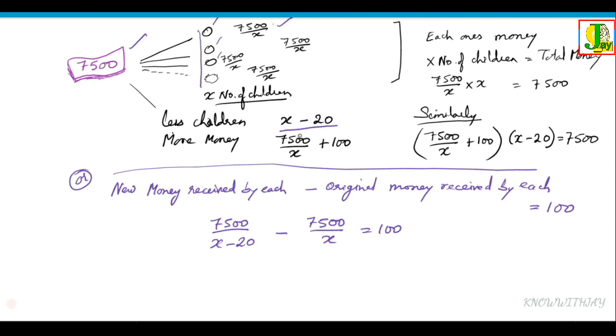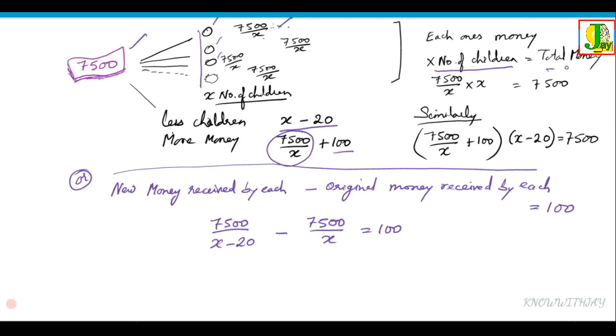And if we have x minus 20 children, each one gets more than the money they were getting originally, 100 rupees more. There is more than one way to find the solution for this. You just need to compare particular things here: each one's money into the number of children. If 7,500 divided by x is the amount for each one, and we multiply by the total number of children, we get 7,500.